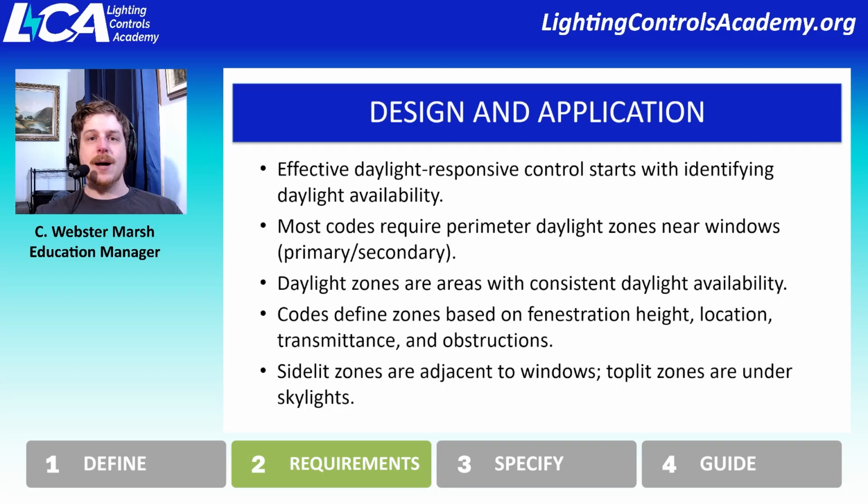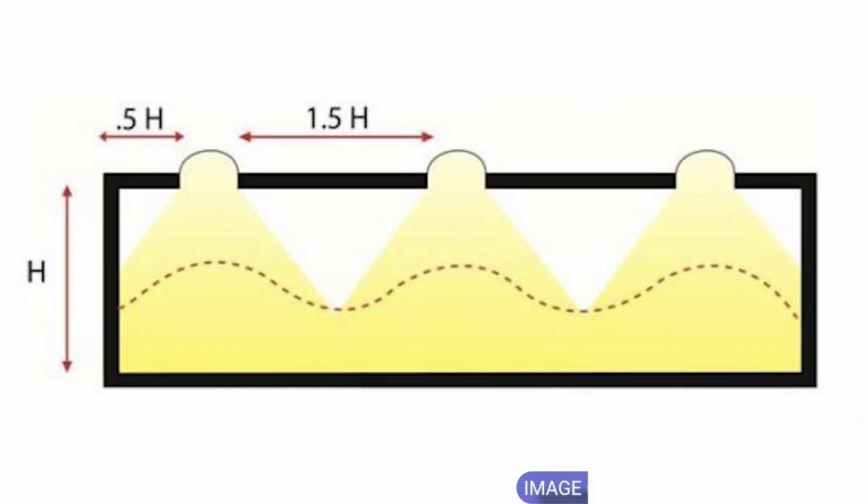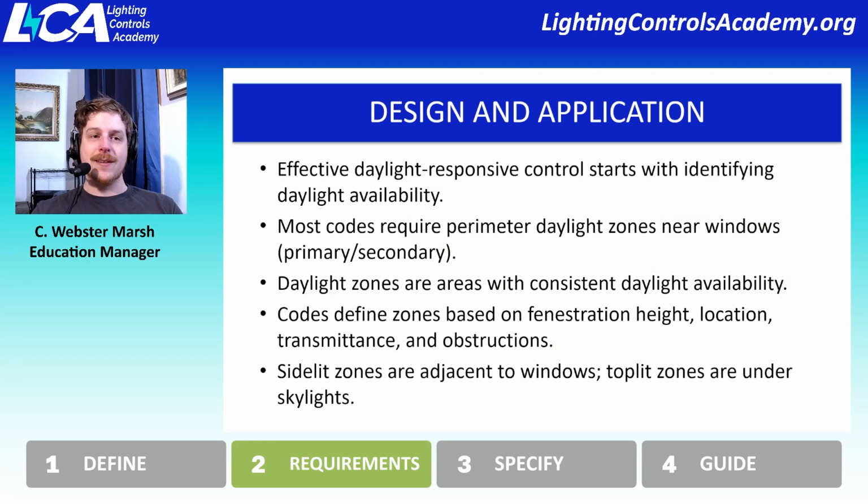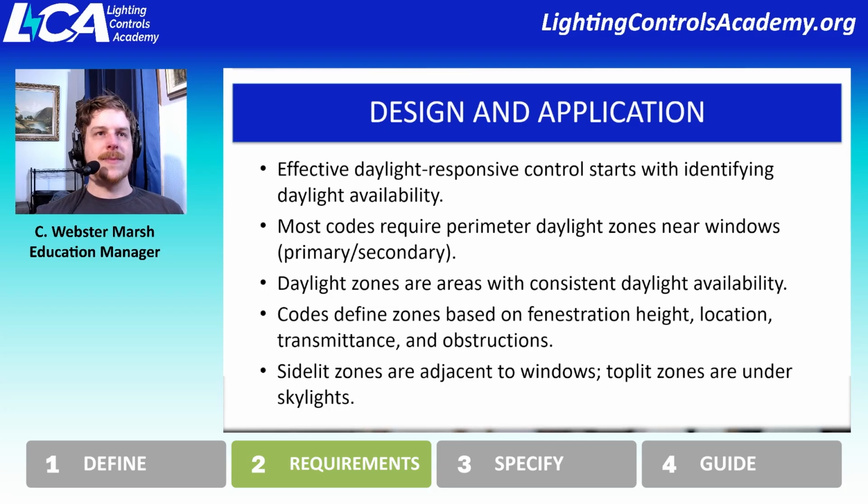Skylights or top lit zones are going to operate a little bit differently, but they'll still have the same basic understanding of primary, secondary, because again, you're still gradually losing that daylight contribution over a specific distance. And so again, within the energy codes, they are very explicit about how you define your zones and how you identify them, but it's predominantly based on what that fenestration is.